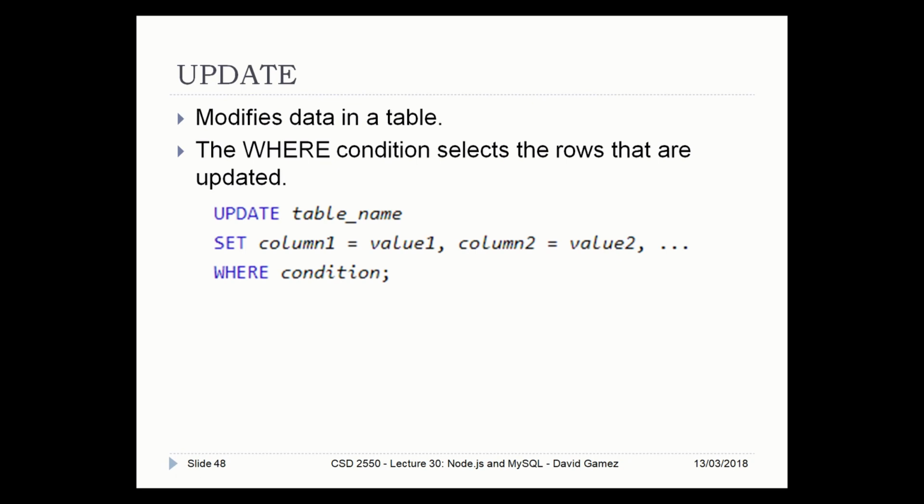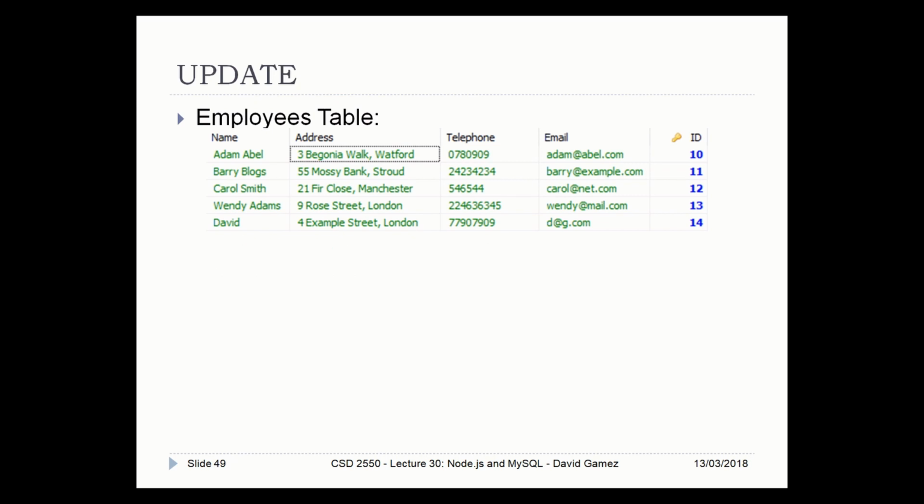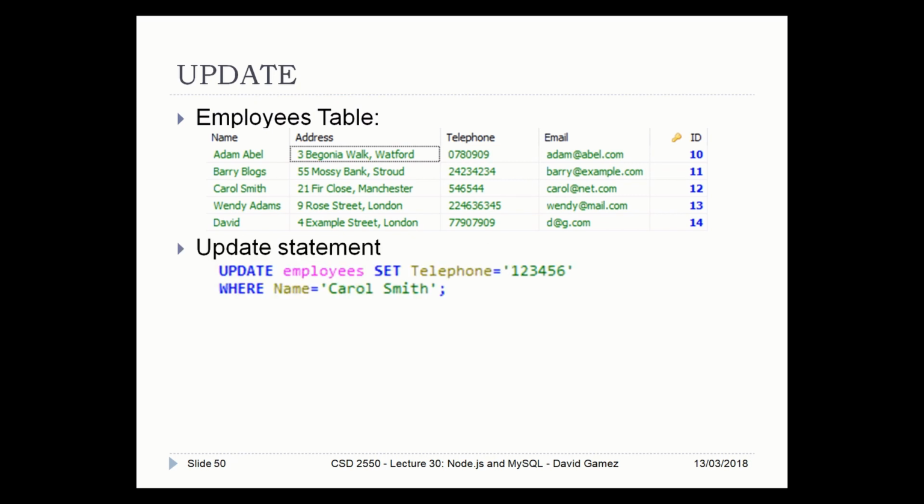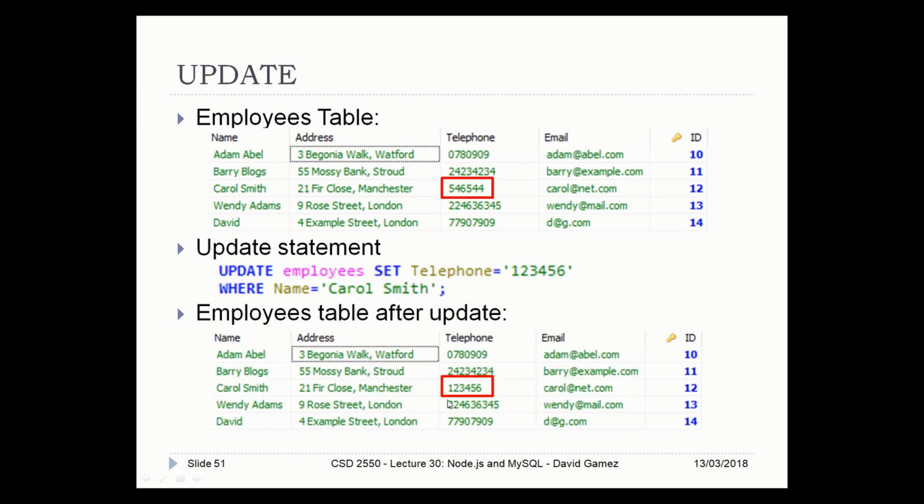Then we've got update, where we're modifying data in a table. So we have update table, set, and we're changing the values here. We're saying that this column has to have this value, this column has to have this value, and then we have where condition. Again, we're specifying a condition that controls which of the rows we're actually updating. So here we have the employees table. We do update employees, set telephone equals 123456, where name equals Carol Smith. The telephone number is currently 546-544.